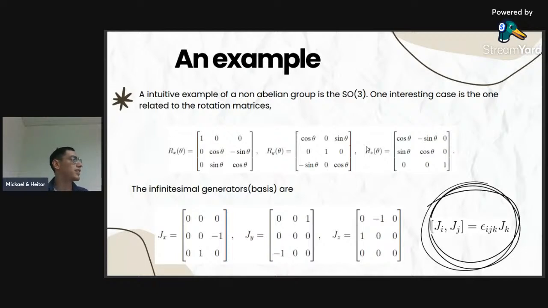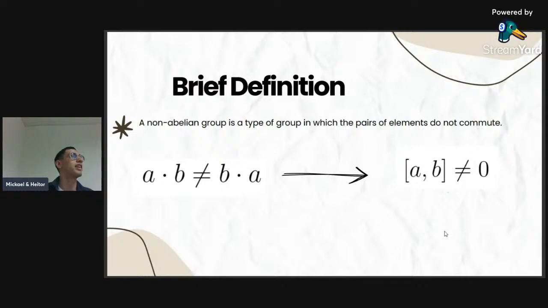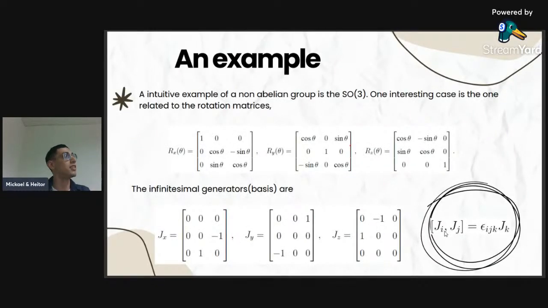And of course, the infinitesimal generators for this group that we just discussed are those 3, which I call Jx, Jy, and Jz. And they obey this commutator relation here. As we can see, just like we saw, if the commutator is different than 0, then it's a non-abelian group. In this case, it's not only different than 0, but it's also cyclic, which means that if I take the commutator of two generators, that will be proportional to another generator belonging to that same group. So we say that it's a cyclic group.